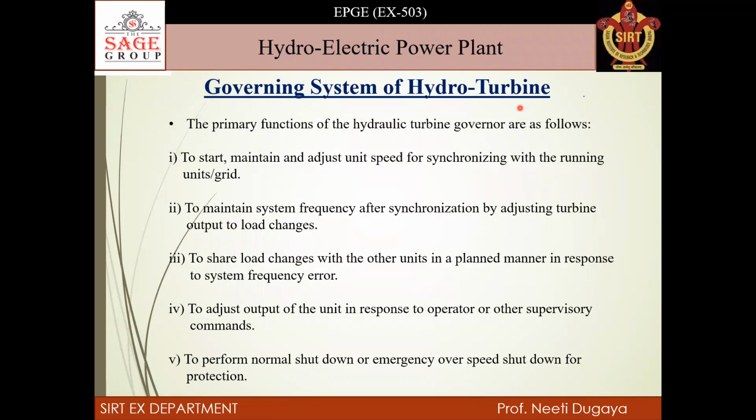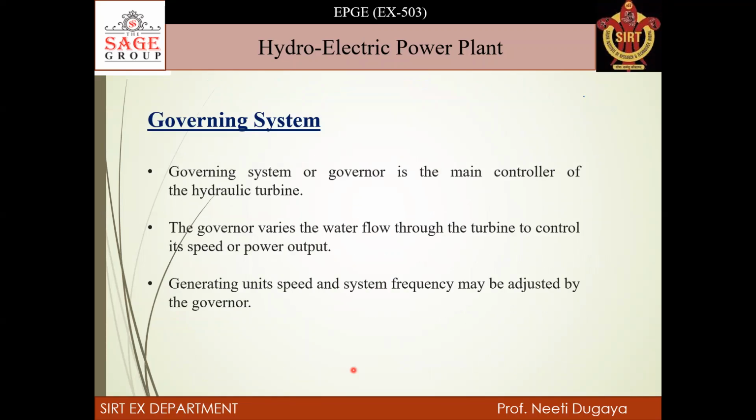As far as the primary functions of the hydraulic turbine governor are concerned, it is used to start, maintain and adjust unit speed for synchronizing with the running units on the grid. It is used to maintain the system frequency after synchronization by adjusting the turbine output to the load changes. It is there to share load changes with the other units in a planned manner in response to the frequency error. Then it is used to adjust the output of the unit in response to the operator or other supervisory commands, which may be given by the SCADA system also. And it performs the normal shutdown or emergency overspeed shutdown for protection. So these are the primary functions of the governing system of the hydro turbine.